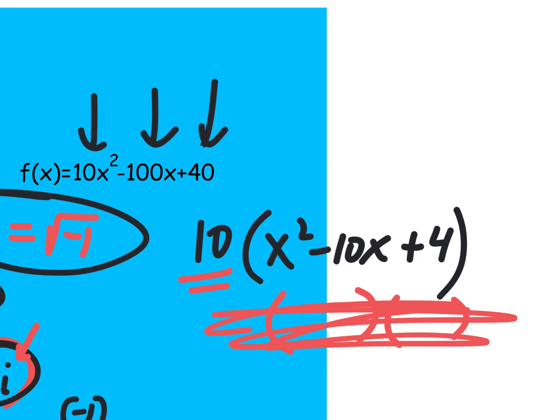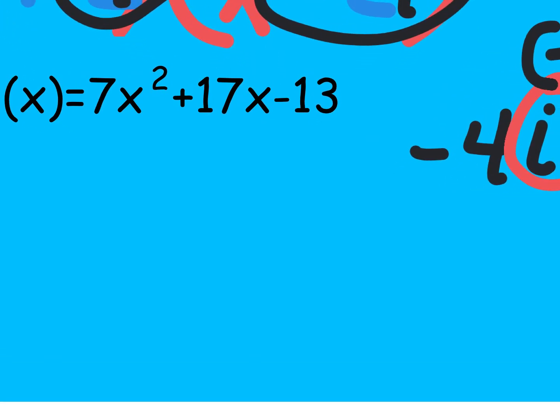Okay, on this one, it seems like 7 goes into everything at first, but then no. There's no GCF on this one. The only thing you could factor out would be a 1. And that really wouldn't help anything to put a 1 in front of it, because you're dividing everything by 1, it's just like you got the same problem back again with a 1 in front, and that doesn't help.